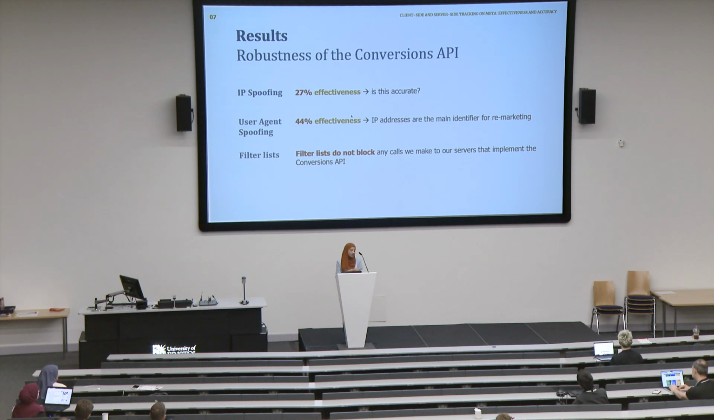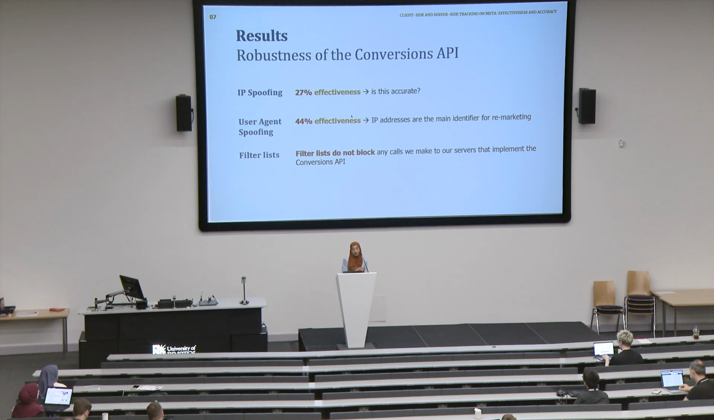The second thing we tested was user agent spoofing. What we see here is similar effectiveness as the baseline results. Okay, so this means that the IP addresses are probably the main identifier that is being used to re-identify our website visitors and link them to their social media profiles.